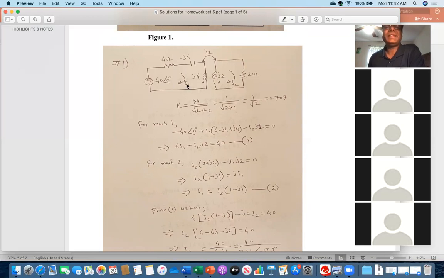Or in other words, if you see that the left side dot was on the upside, then I1 was entering the dot and I2 is entering the dot. Then it would be the plus sign for the mutual. Is this fine, Nathan? Perfect. Thank you. Excellent. But probably you made some sign mistakes or something.